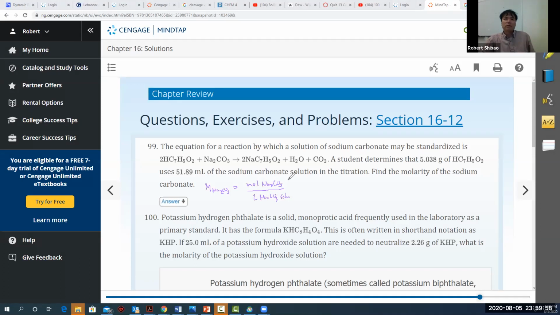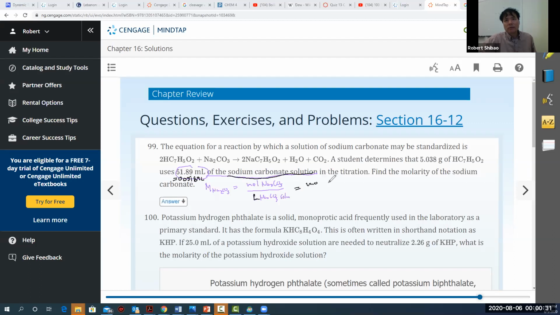And then we figure out what we have. We have 51.89 milliliters of sodium carbonate solution. And so what we can do with that is we can just convert that to liters. So this is equal to 0.05189 liters of sodium carbonate solution. And so we want that on the bottom here.